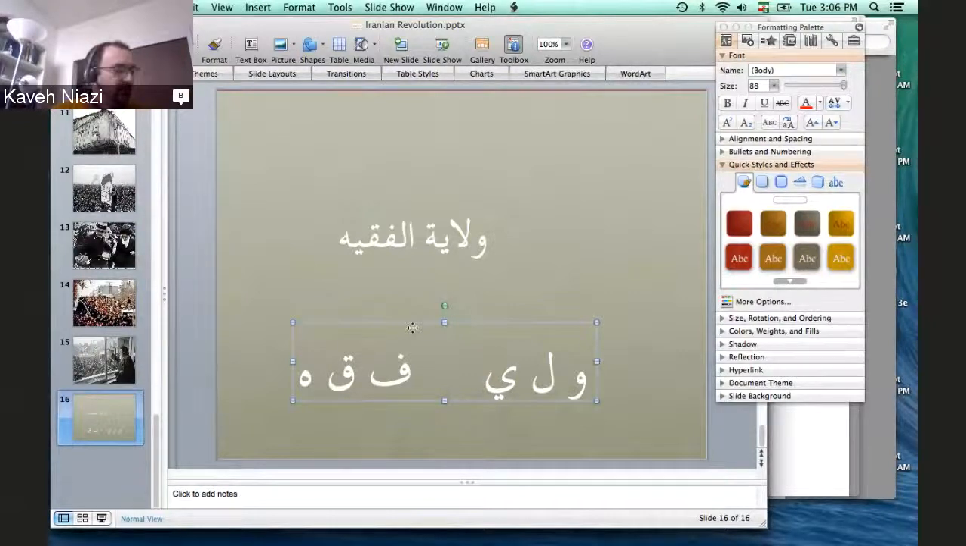So now we go to, and this term means the guardianship of the jurist, and it's a very old-fashioned and ineffective way to govern.